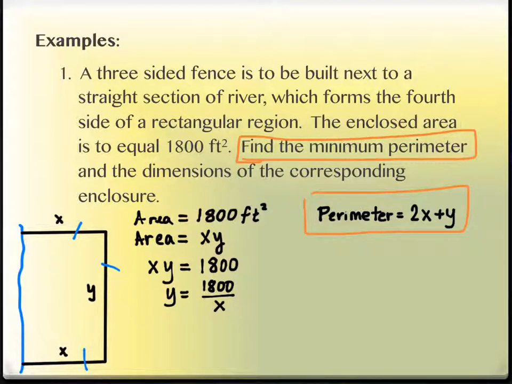So over here, my problem, my perimeter is 2x plus 1800 over x. What if I had decided to solve my equation for x equals? Would that be okay? Sure, no problem. I just end up with an equation in terms of perimeter that's only in terms of y. Okay, so the work will look a little bit different, but you'll end up with the same solution.